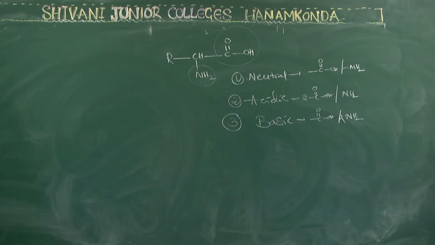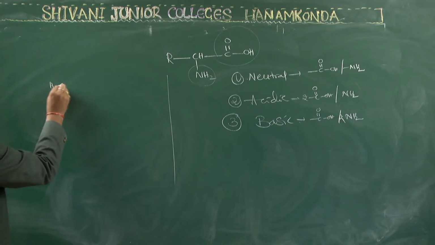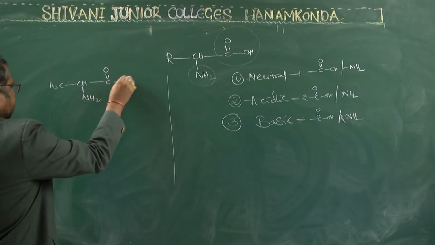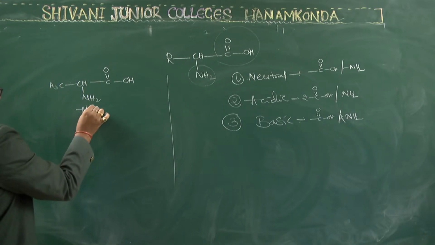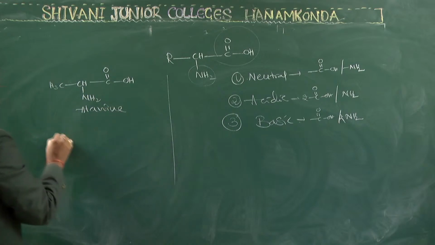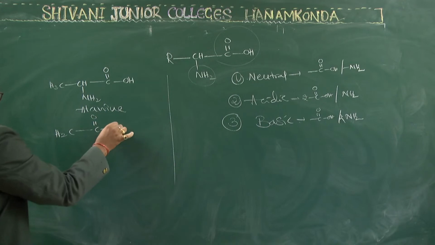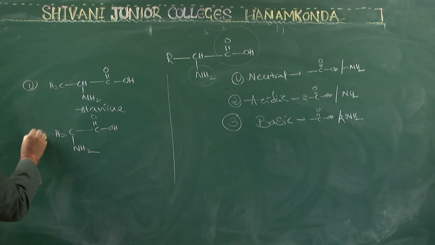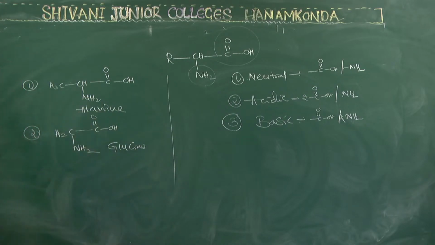Now I will write one simple example here, that is alanine. What is the formula of alanine? CH3 CH NH2 COOH. This one is alanine, and glycine is CH2 with NH2 and COOH. Now carefully observe. This one is alanine and this one is glycine. These two amino acids, in these three categories, which category do they belong to?